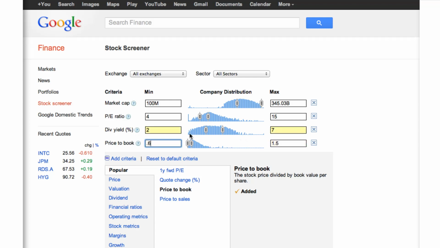You can put whatever you want in there to see what you come up with for your different picks. But I know that if a company's trading for a price to book lower than a 0.6, it's probably not going to be a good pick. It's probably trading down there for a reason.